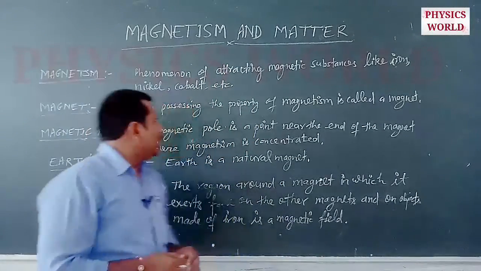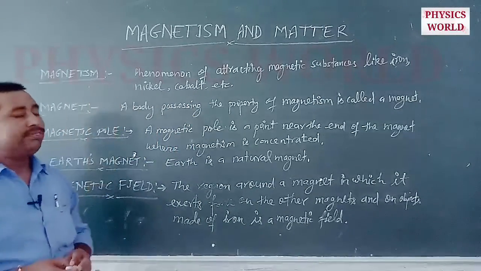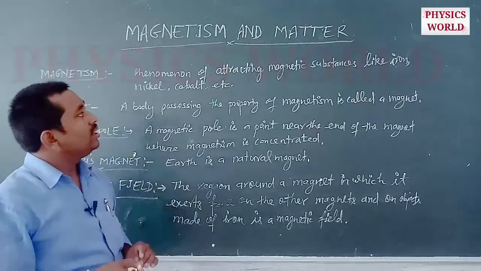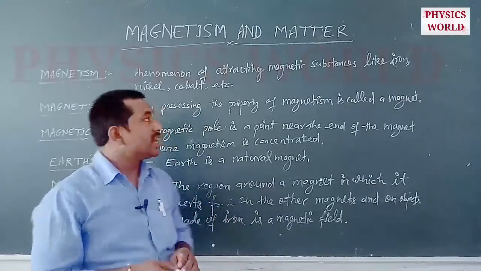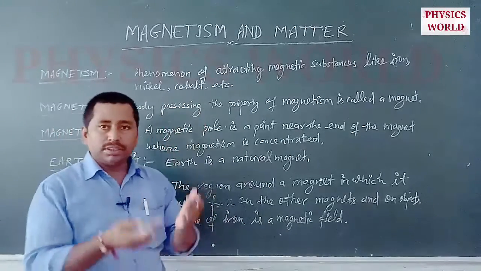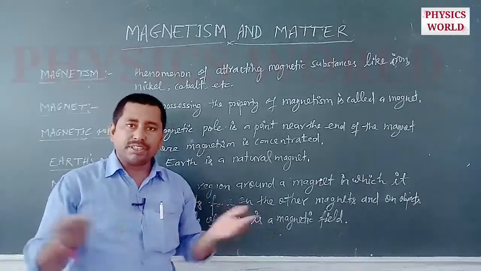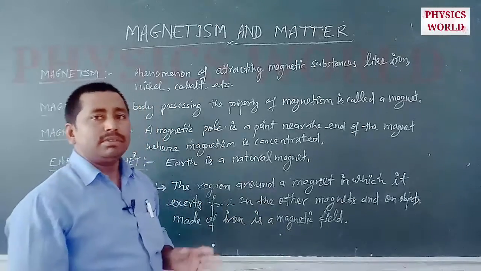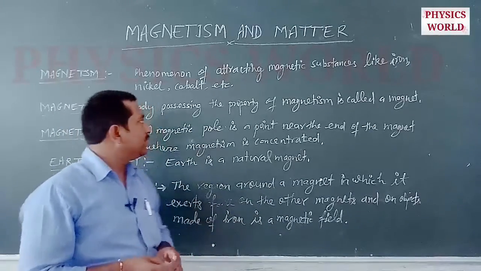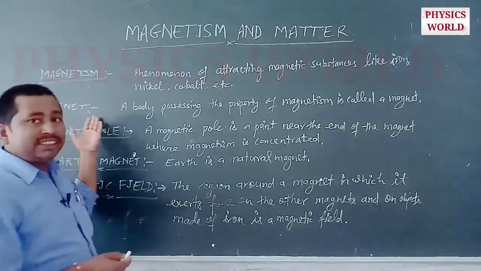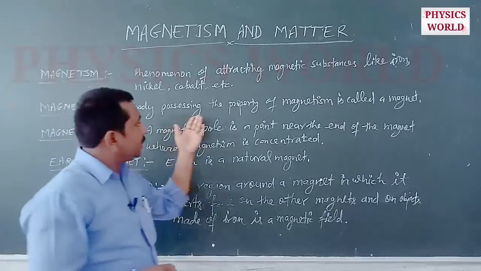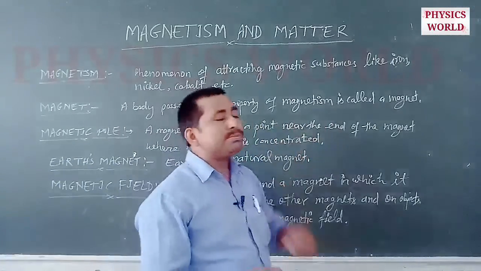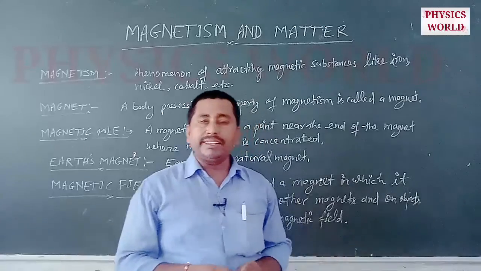What is magnetism? The phenomenon of attracting magnetic substances like iron, nickel, cobalt, etc. towards itself by any object is known as magnetism possessed by that object. Then what is a magnet? A body possessing the property of magnetism is called a magnet.